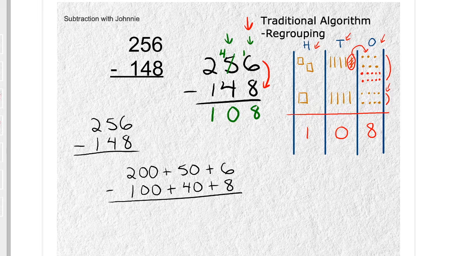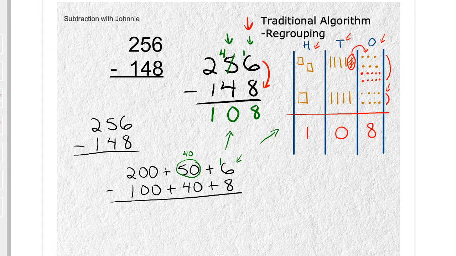But let's think about this a little differently. If we were using the traditional algorithm, we still have the problem of 6 can't take away 8. So we can think about reconstituting the 50 into 40, and the 6 becomes 16. So everything in this manner maps onto these other two versions of the subtraction. So let me rewrite this, and we can see how this all connects.